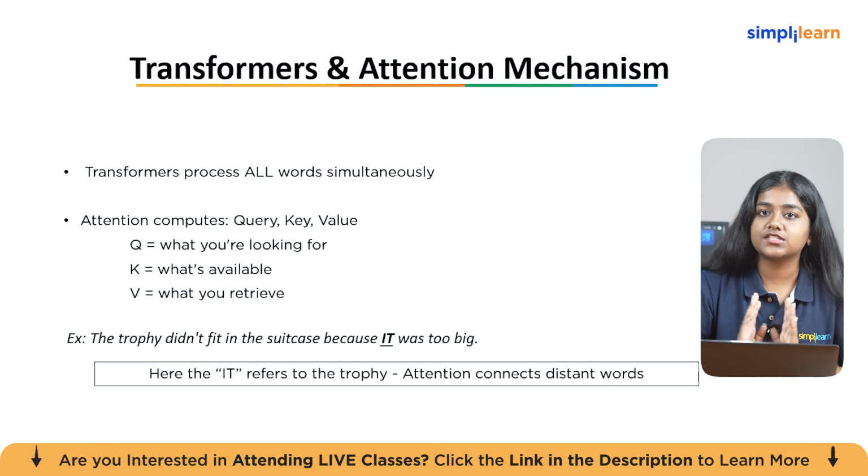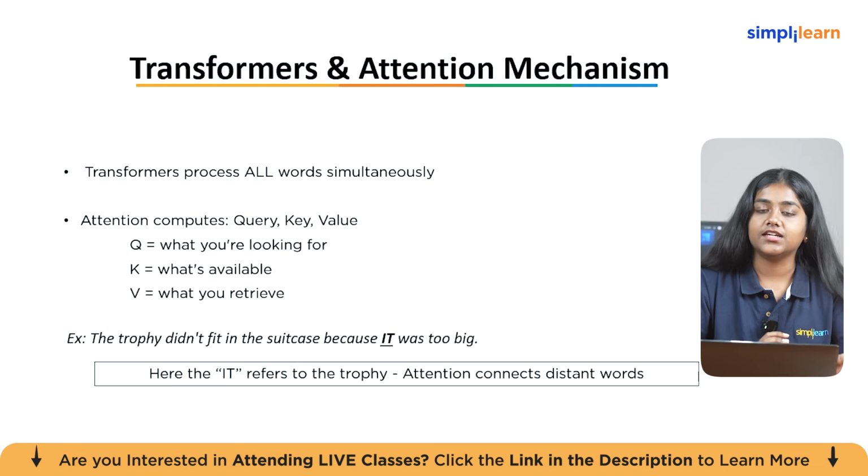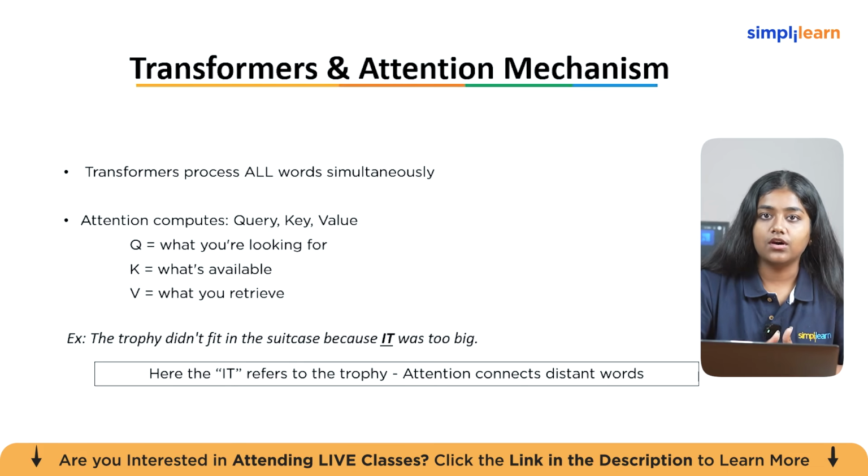Mathematically, attention computes three things for each word: a query, a key, and a value. Think of it like a search engine. The query is what you're looking for, the keys are what's available, and the values are what you can actually retrieve.